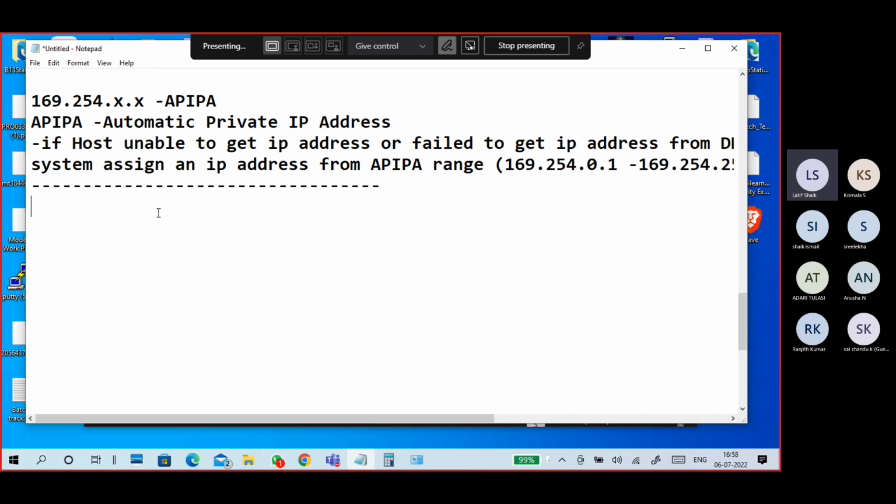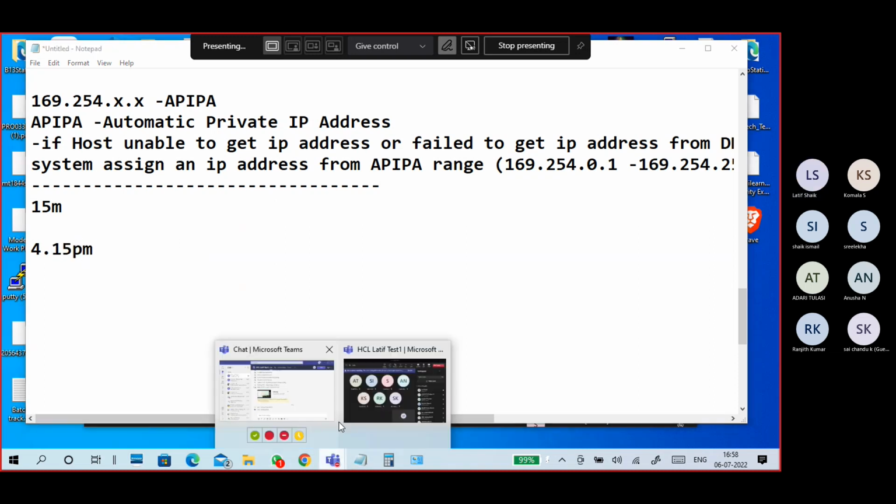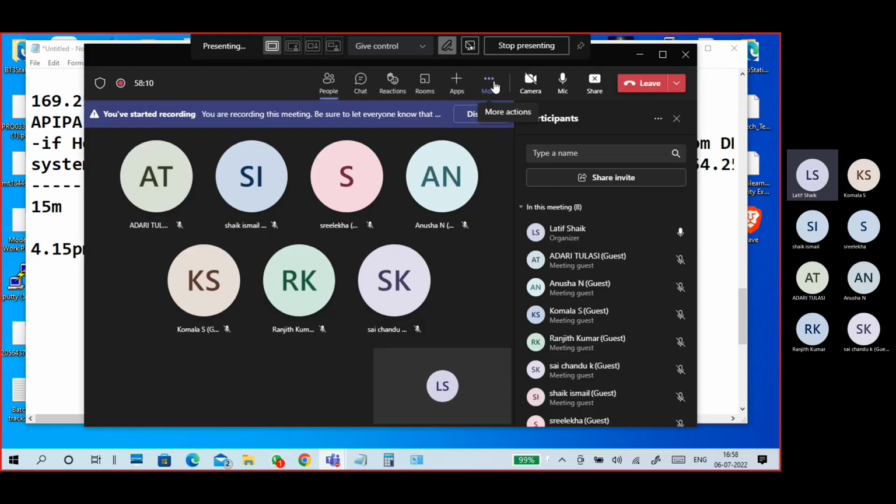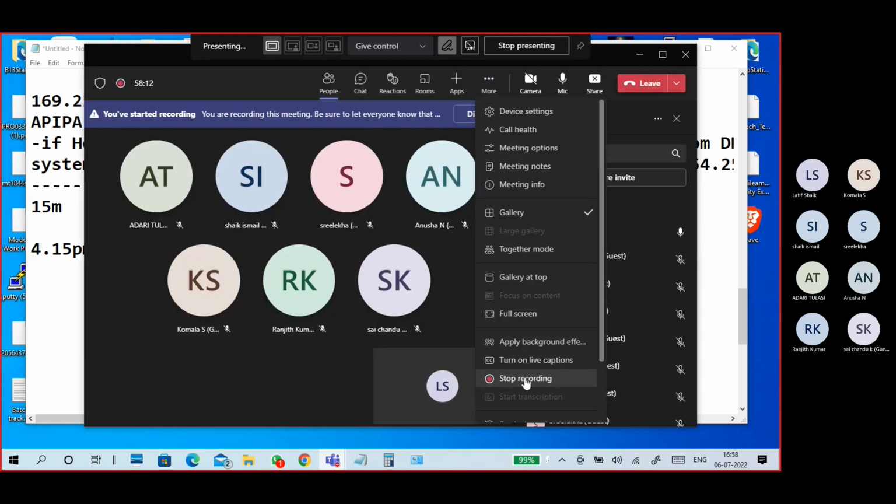Okay, take a break. Take 15 minutes break only, not more. Okay, so here it is, 4:15. Don't sleep. Have tea or coffee. 15 minutes.